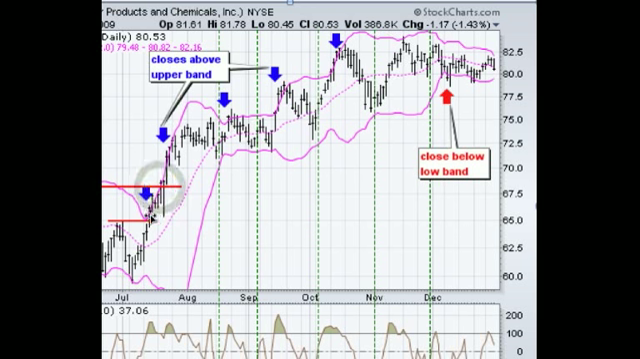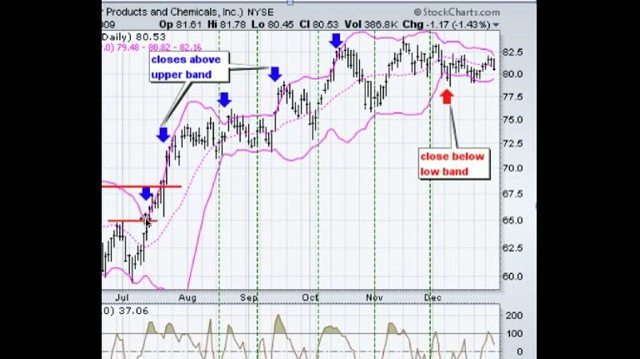But what I wanted you to note is see how this hit the upper channel right here and has really just walked its way up the channel. So this goes to show you that when you're looking at Bollinger Bands, it's not necessarily a sell point when it hits the upper band and a buy point when it hits the lower band.